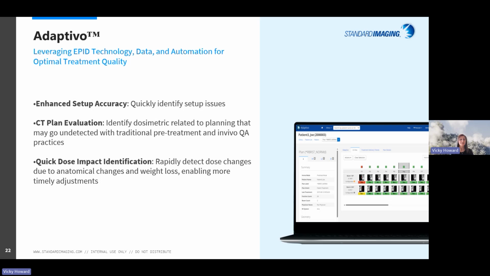And then lastly, it really does give a quick dose impact identification, allowing you to rapidly detect dose changes due to anatomical changes and weight loss, enabling more timely adjustments. And some of these changes could be overlooked in the CBCT review that's more subjective. So having this set of data associated with that really gives an extra level of quality assurance data that can be a part of the decision process for your adaptive, offline adaptive planning needs.